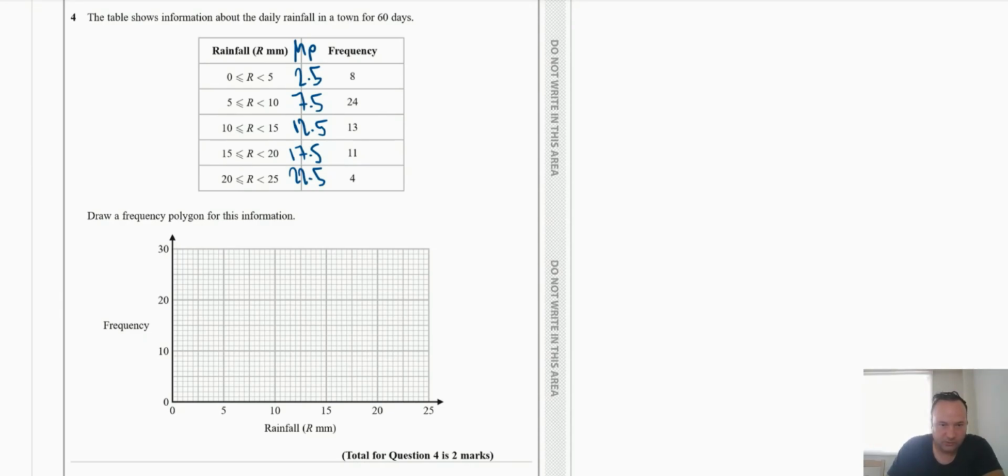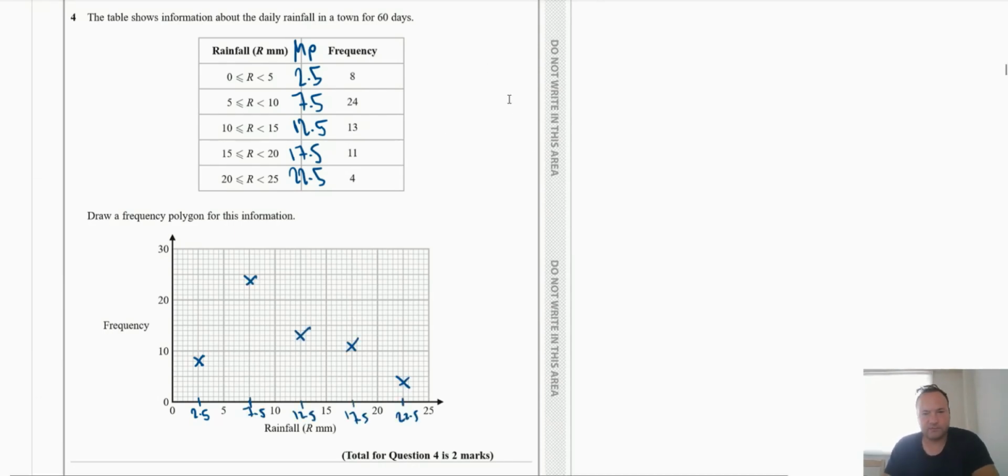So we can see the midpoint is 2.5 and the frequency is 8. So 2.5 is right about here between the 0 and the 5. And we can see that we've got a frequency of 8. So that's going to be 1 square represents 1 unit. That's just going to be over here. And we need to go on and complete now the rest of this table.